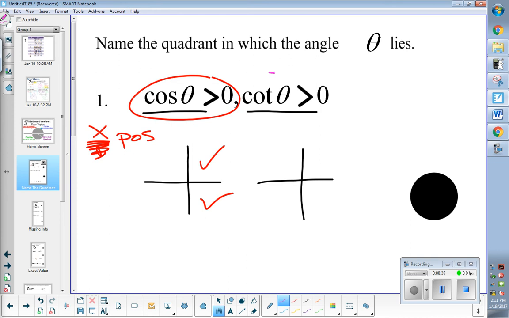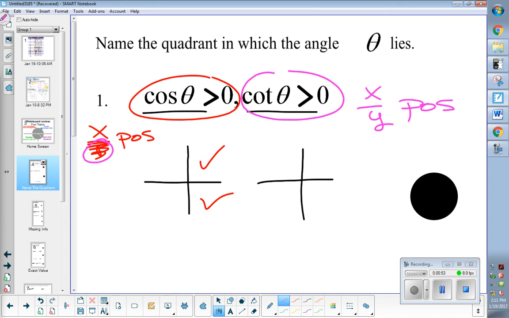The second one says cotangent is greater than 0. If we're talking cotangent, that's x over y. Maya, if we're greater than 0, what's that telling us here? It's positive. Unlike the last one, there's no crossing out to be done. If x over y is positive, what is that telling you about your x and your y?